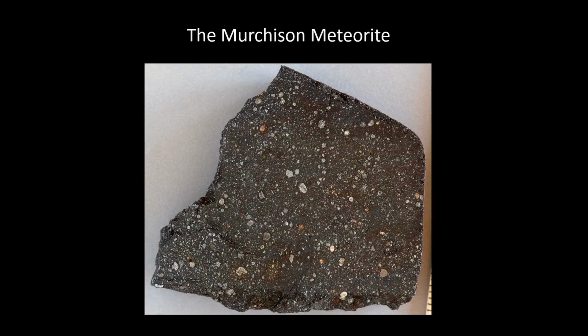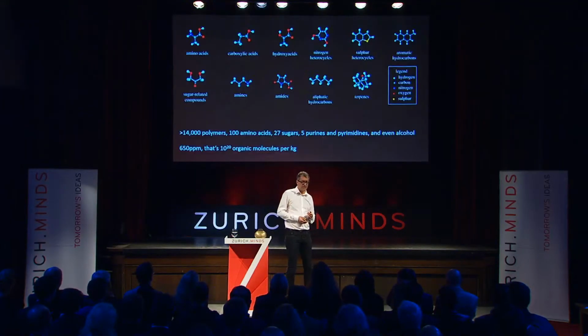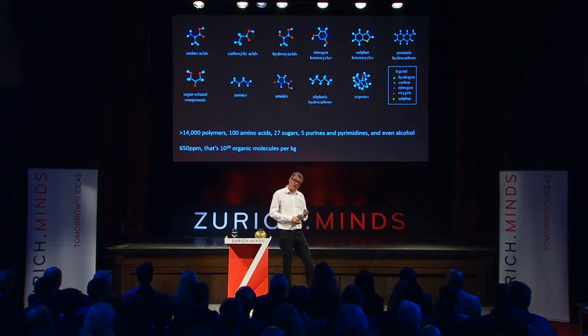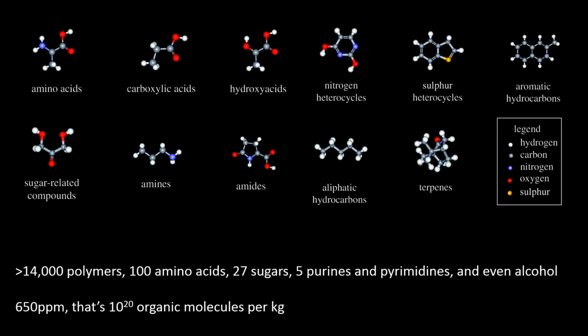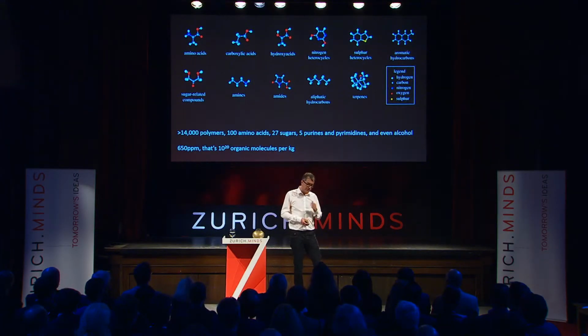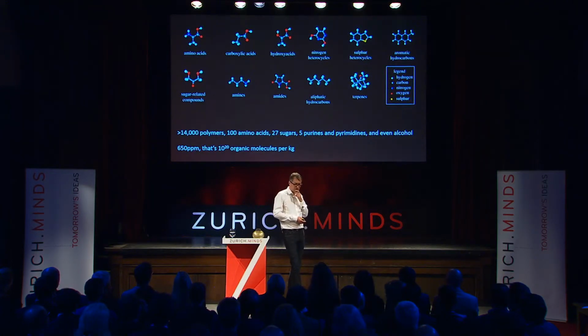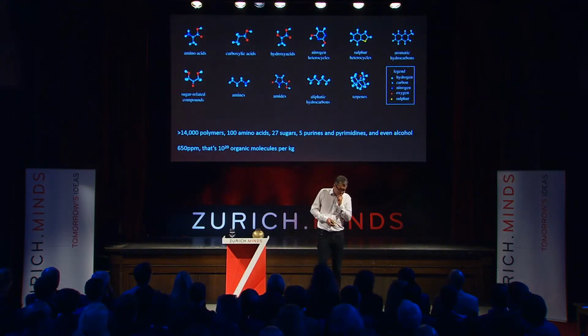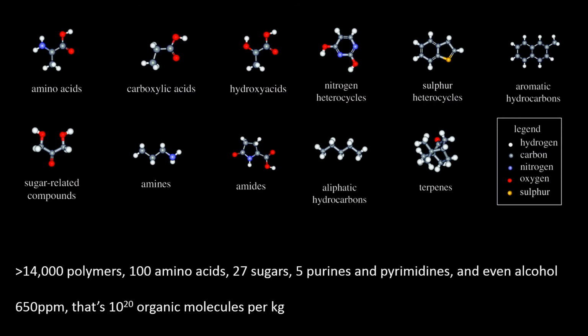And the most recent analysis of the content of this meteorite shows a range of organic molecules that had formed inside of it. In fact, there are over 14,000 different polymers, long chains of molecules. Over 100 different amino acids have been identified within this asteroid. Remember, life just needs 20 of those. 27 different sugar molecules were in there. 5 of the purines and pyrimidines. These are the nucleotide bases that hold the genetic code in the DNA and the RNA. There's even alcohol in there, so life could have a party once it got started. 650 molecules per million. So in a kilogram of this asteroid, you had 10 to the 20 organic molecules.